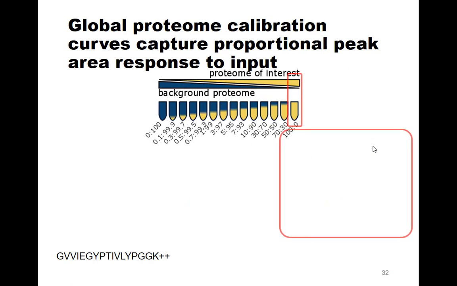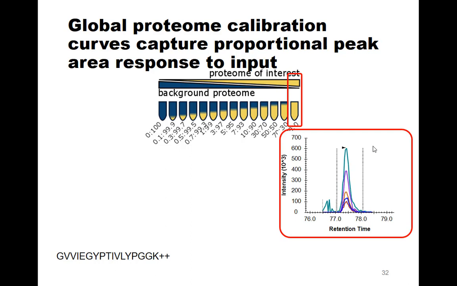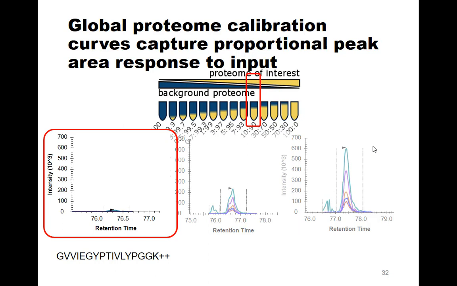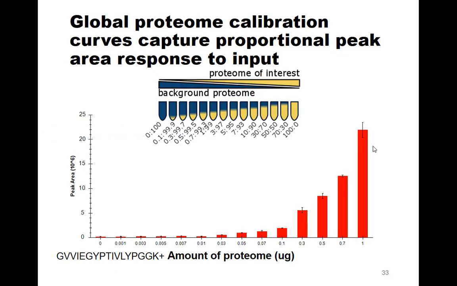So just to show you a little bit, if the undiluted proteome of interest represents a 100% signal, then when I dilute it by half, I should get about half of the signal. And when I dilute it by a tenth, I should get a tenth of the signal. So these curves are giving us the output we should expect. If we expect a tenth of the output, that's what we're getting in our peak area. And when we visualize as a bar chart, we can see these are very reproducible measures, and they also follow a canonical calibration curve shape.